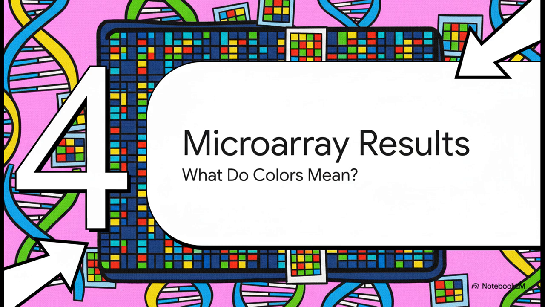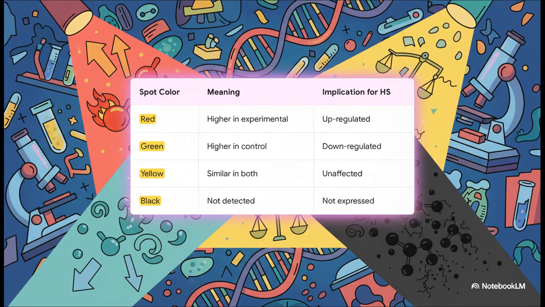The cool thing about a microarray is that it gives you this really powerful visual snapshot of gene expression, but it only works if you know how to read the language of the colors. And the logic is actually pretty straightforward. Remember how we labeled our heat shock sample red and our control green? Well, if a spot glows bright red, it means a ton of the red-labeled cDNA stuck to it. Conclusion? That RNA is upregulated by heat shock.